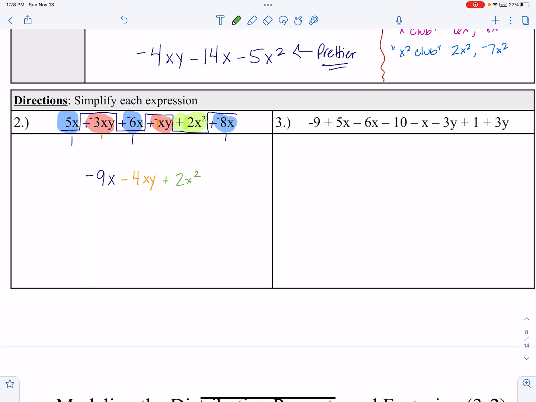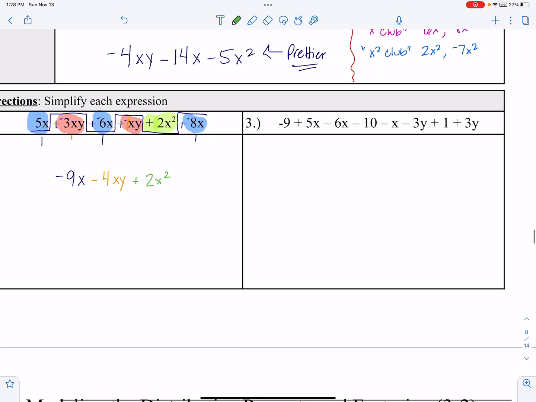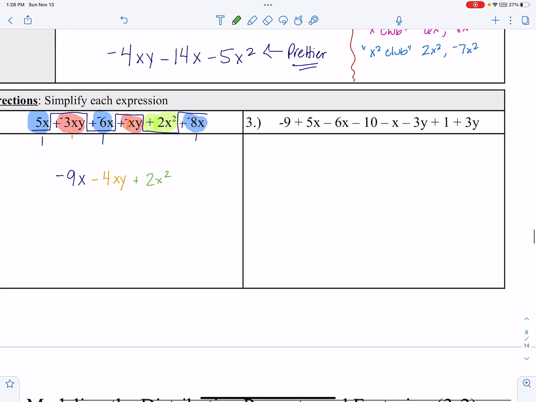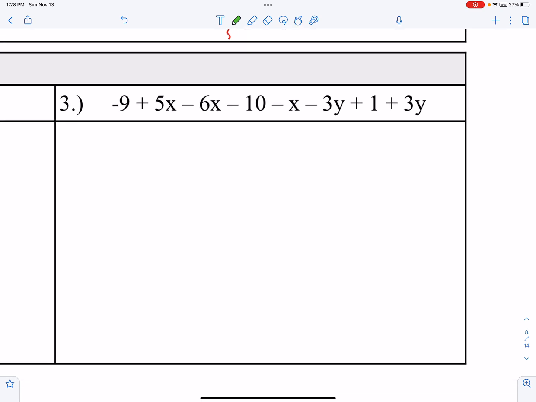Okay, so that's one way of doing it. If it helps you to write out your clubs, you can do that before doing this, whatever you need to do to get it right. Okay, and I can leave it like that and be done. So let's look at your next one. Same thing, we can go through. I want to show you without doing KFC as well.